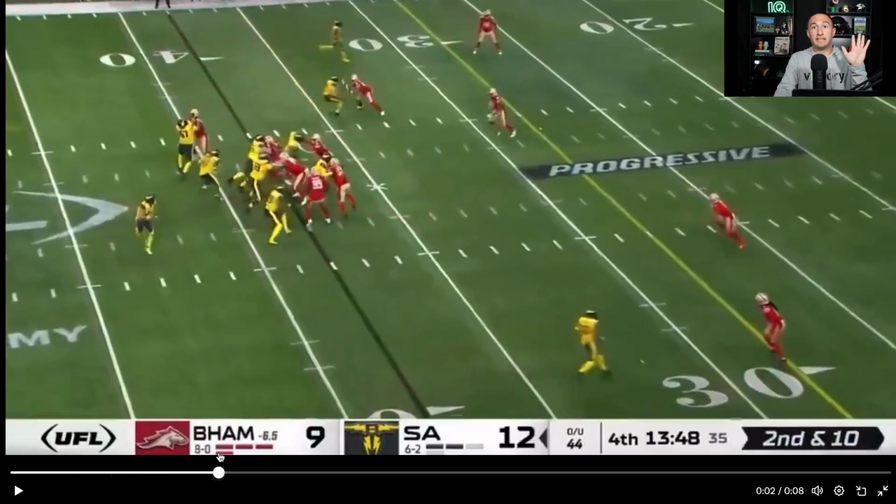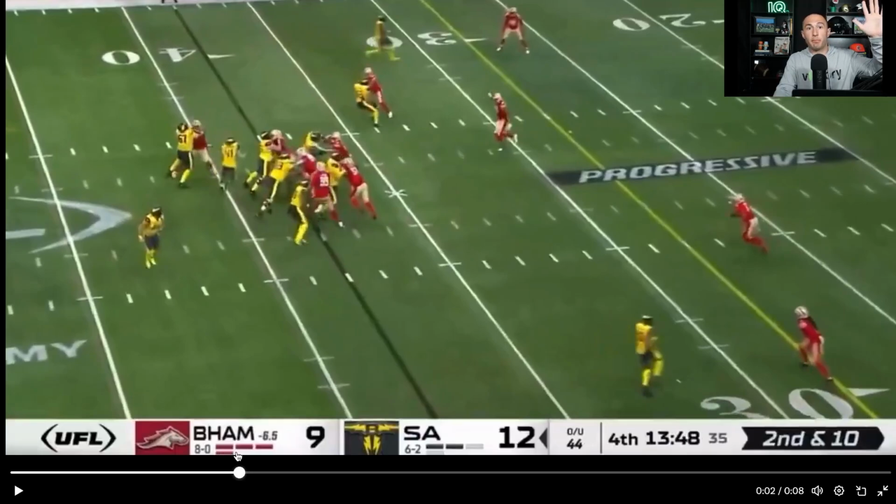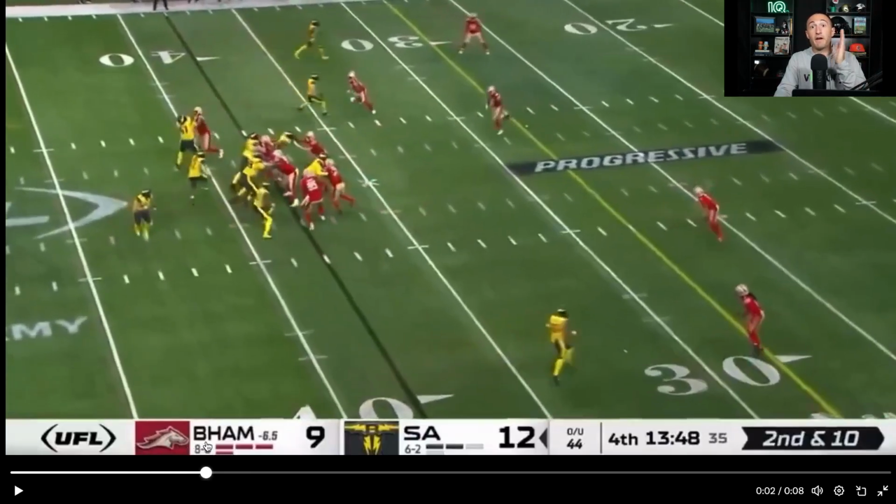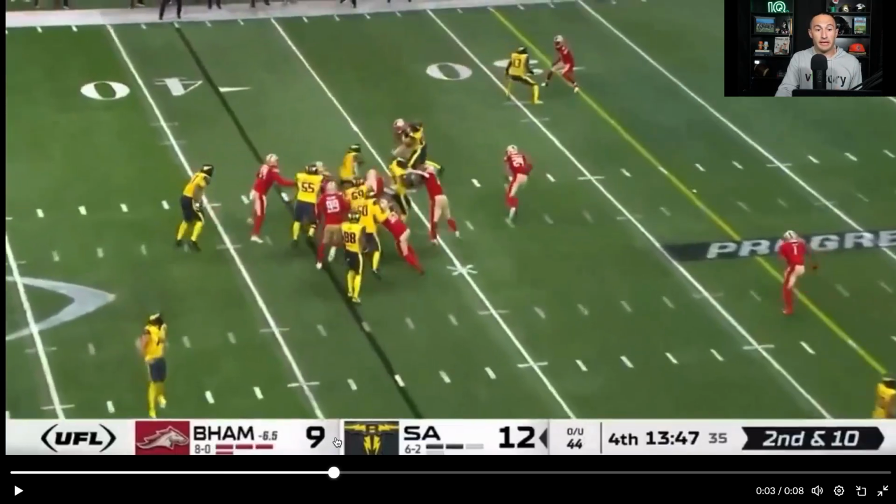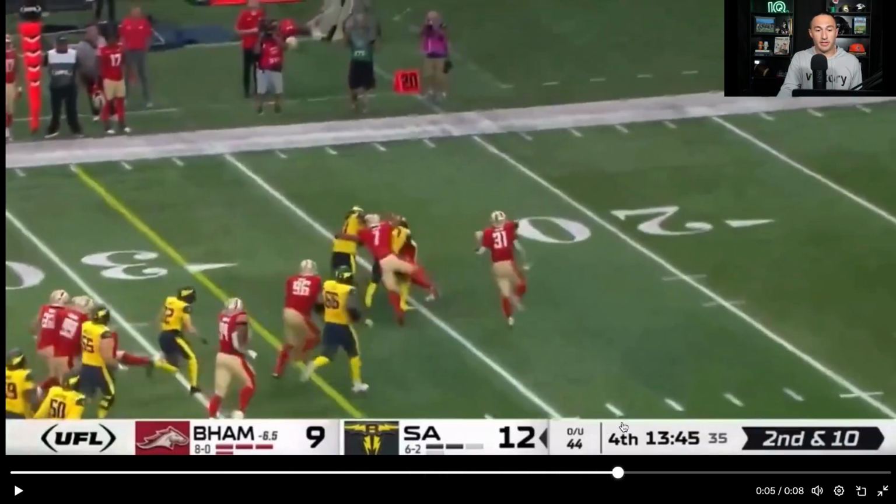But this, I thought, was a great clip of looking at inside zone and the benefits of what it is as a double team: move the line of scrimmage, get bodies on the second level, and then let that running back find a hole between the B gaps. That way he can hit it and get upfield and get positive yards, as he does here.